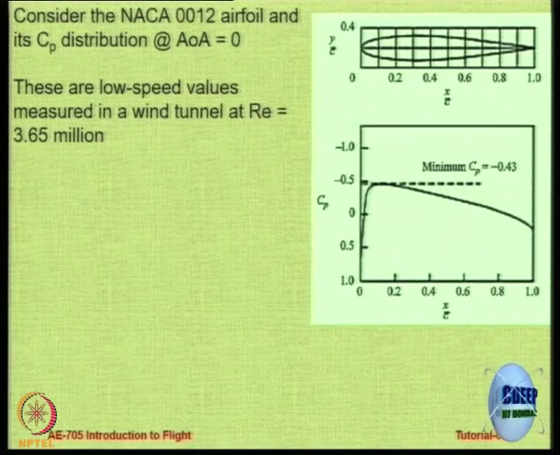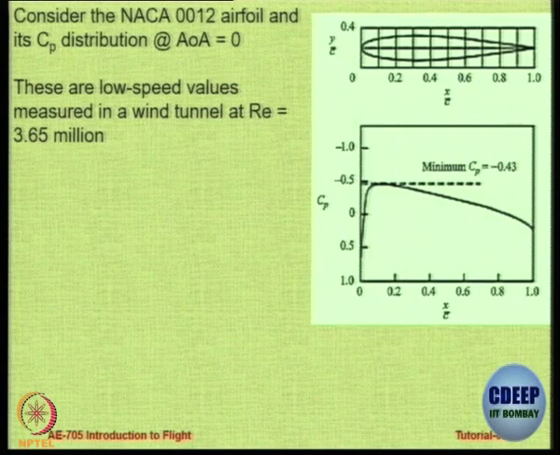So this is a real life example. We take a NACA 0012 aerofoil at 0 angle of attack, and the Cp distribution is as shown. Notice that the minimum Cp value is minus 0.43, which was obtained using a wind tunnel test at a low Reynolds number. 3.65 million is quite a low Reynolds number. So this is the low speed Cp minimum value, the so-called Cp0, which is minus 0.43.